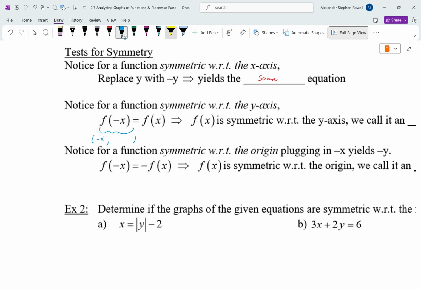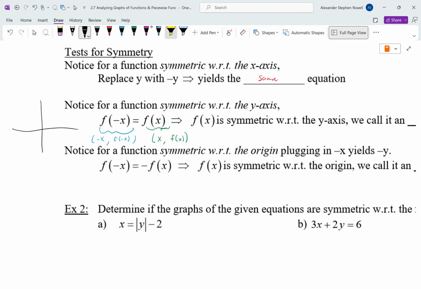Negative x is plugged in, and f of negative x is the y value. What about on this side? X is plugged in, and the y value is f of x. So what does it mean that f of negative x is equal to f of x? It means if I plug in x or negative x, I have the same y value. Does this idea make sense to you?